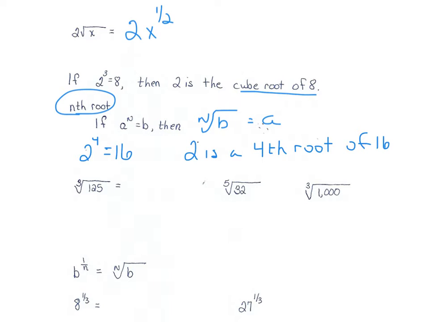Now here on these next problems, you might want to refer back to the first page that we started with. Here I have the cube root of 125, and I want to simplify this. Well, we know that 125 is 5 times 5 times 5. So if I take the cube root of 125, we simply get 5.